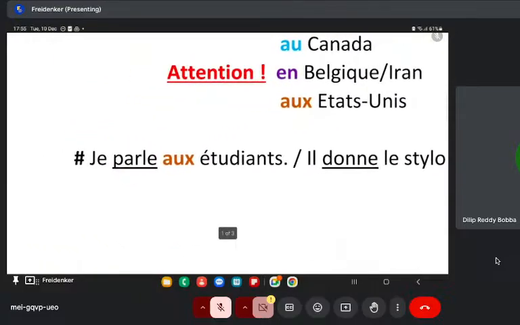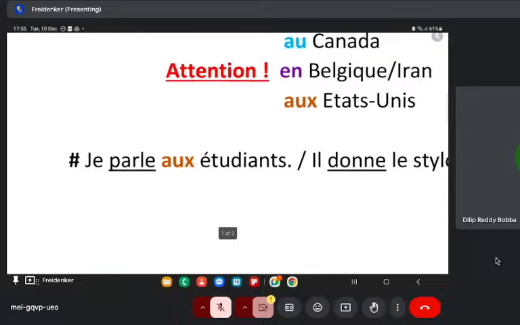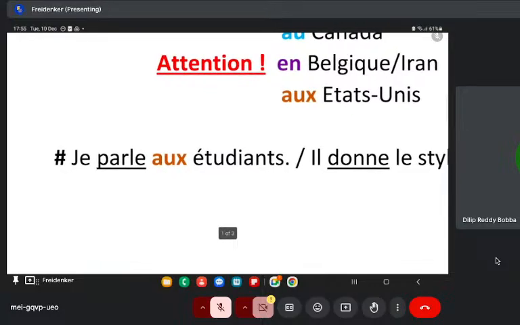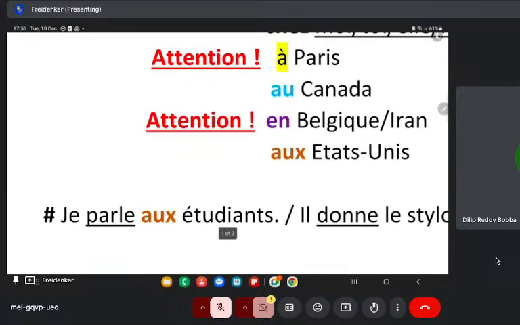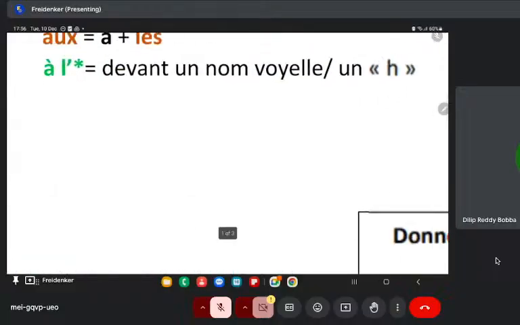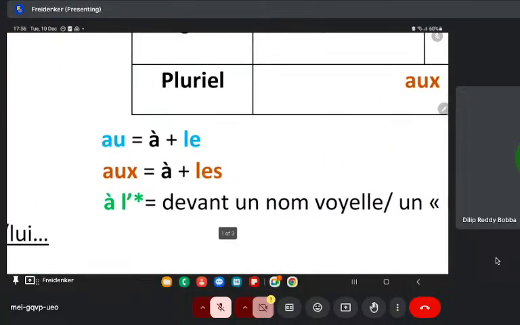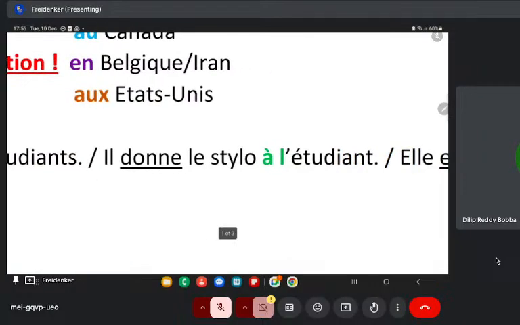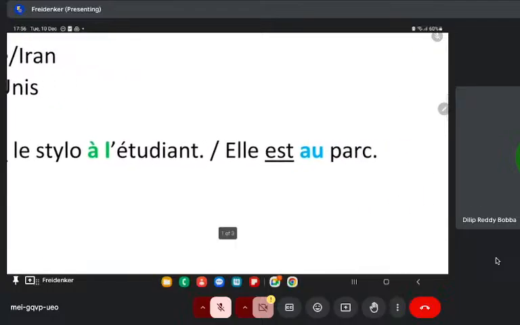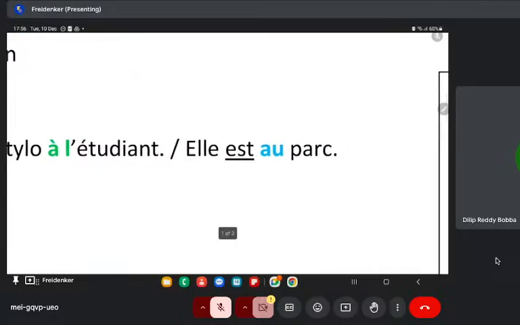Apart from going to a certain place, you can use the same logic to say that you're talking to the students, because à apostrophe means to, and then you're adding les. Les is the, so to the, so aux literally means to the. So I speak to the students. Je parle aux étudiants. He gives the pen to the student. Au is à plus le.